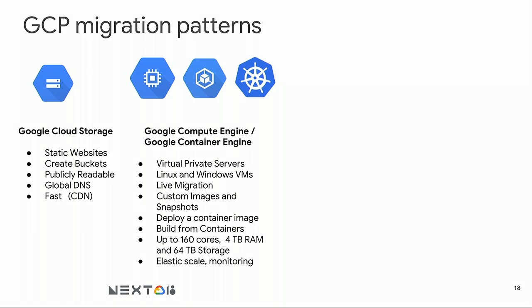You can also create or deploy a container image as part of VCE. So if you have built your containers, you can deploy them directly on VMs from Google as part of the process. And you have the ability to procure up to 160 cores. I just checked that in the console to see what's the maximum, because that number changes. So you have up to 160 cores, 4 terabytes of RAM, and up to 64 terabytes of storage that are available to you.